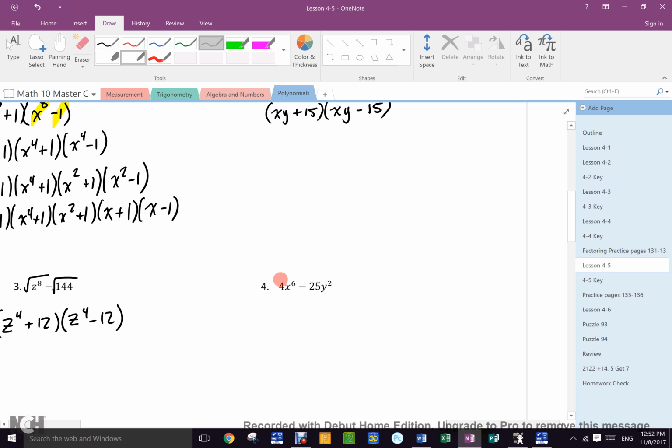If there was no 4 there, would we be good? It would be what? X to the 3. If there was no x there, would we be good? What would it be? 2. So what must the answer be? 2x cubed. Plus, what about this one? 5y. And then what do I write? The exact same thing, but a minus.